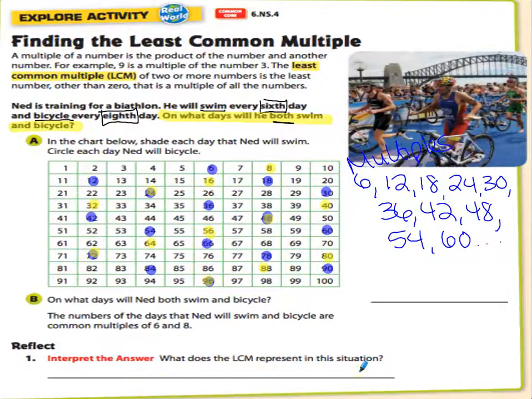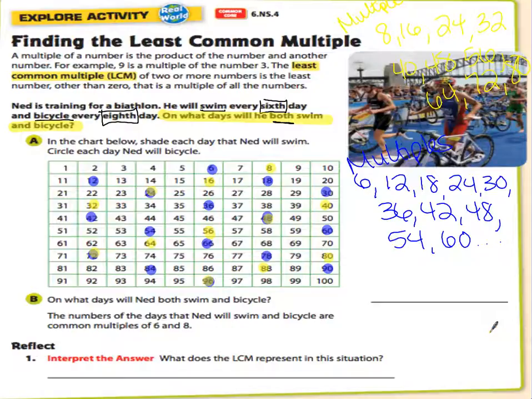So now, every day that we've listed, or every day that we've highlighted, those are all multiples of 8. So 8, 16, 24, 32, 40, 48, 56, 64, 72, 80. Okay, again, all multiples. All right, so these are all multiples of 8.